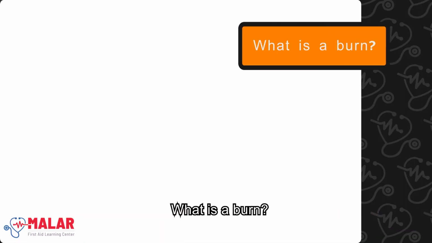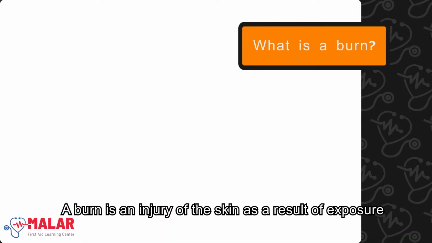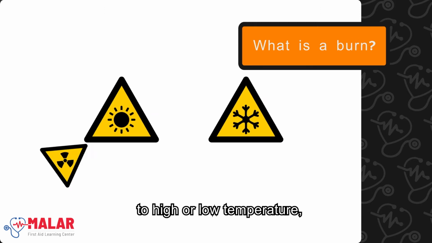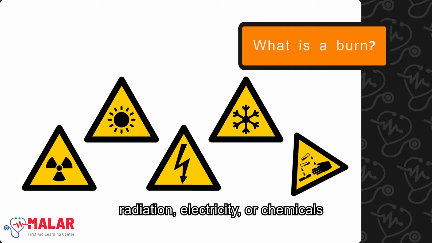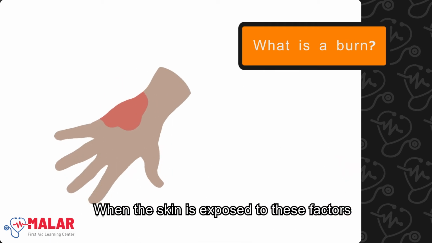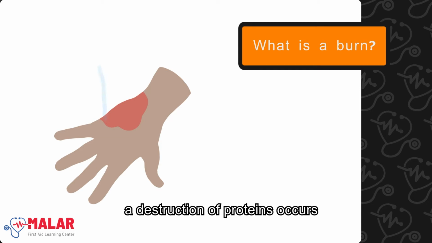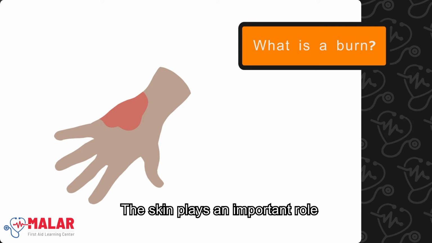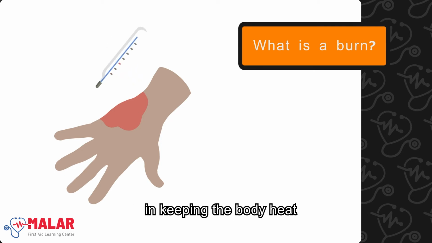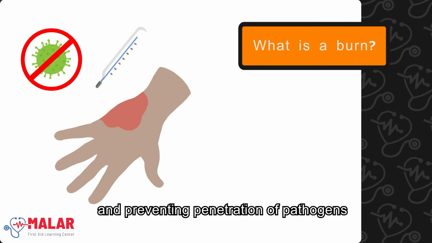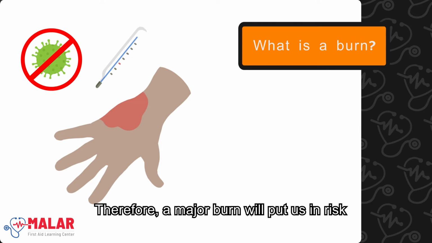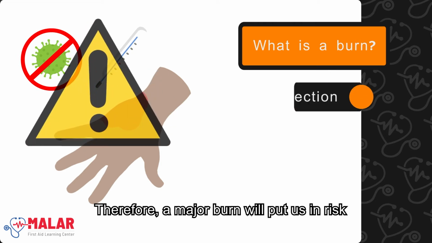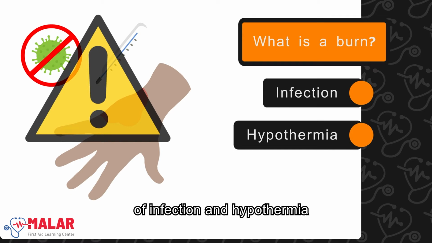What is a burn? A burn is an injury of the skin as a result of exposure to high or low temperature, radiation, electricity, or chemicals. When the skin is exposed to these factors, a destruction of proteins occurs and fluids escape from the cells. The skin plays an important role in keeping the body heat and preventing penetration of pathogens. Therefore, a major burn will put us at risk of infection and hypothermia.